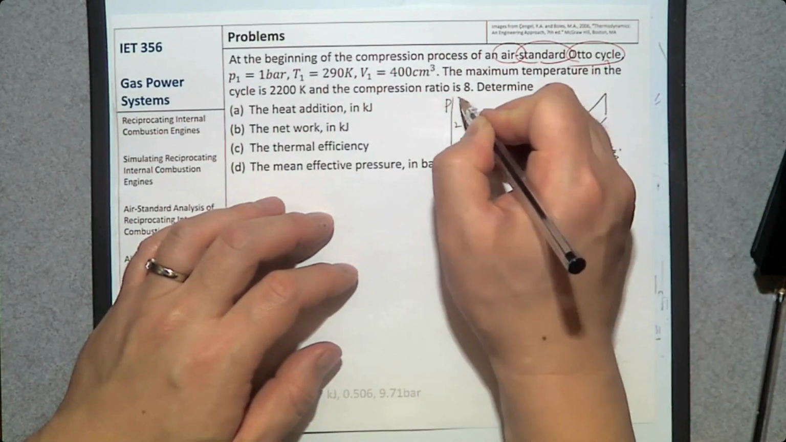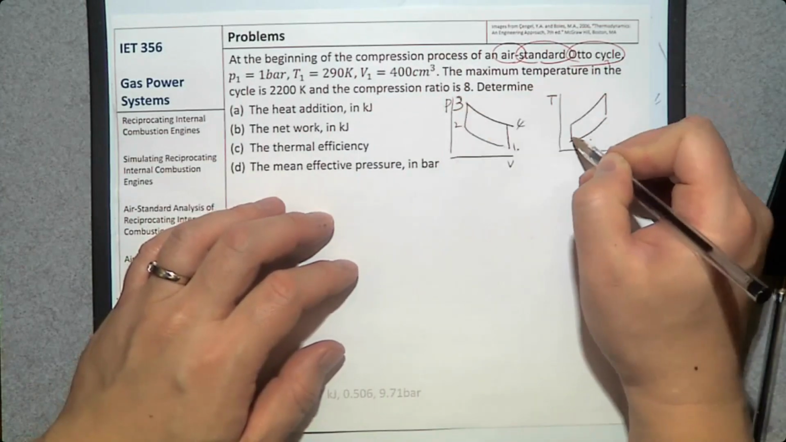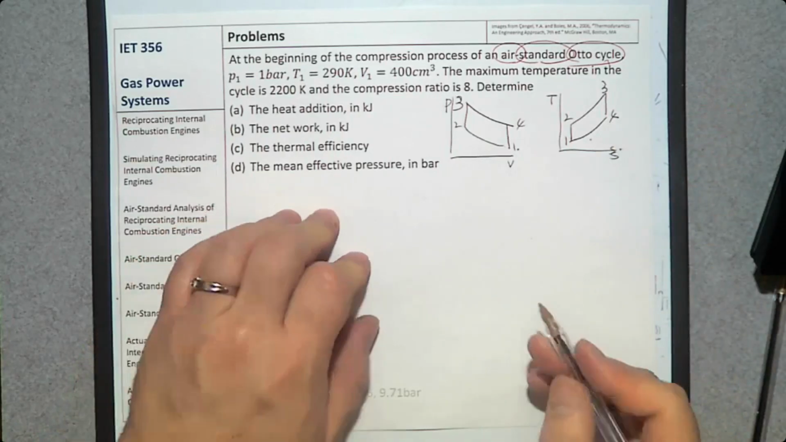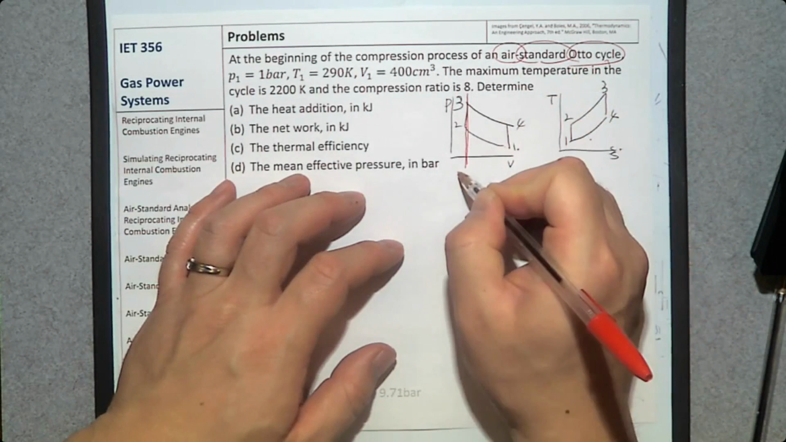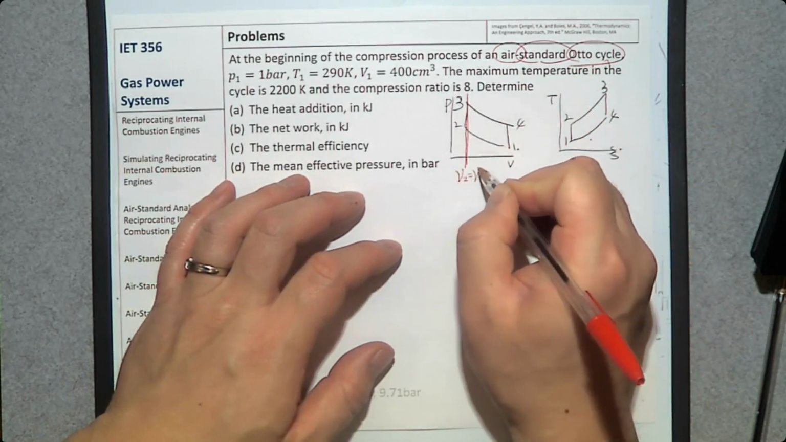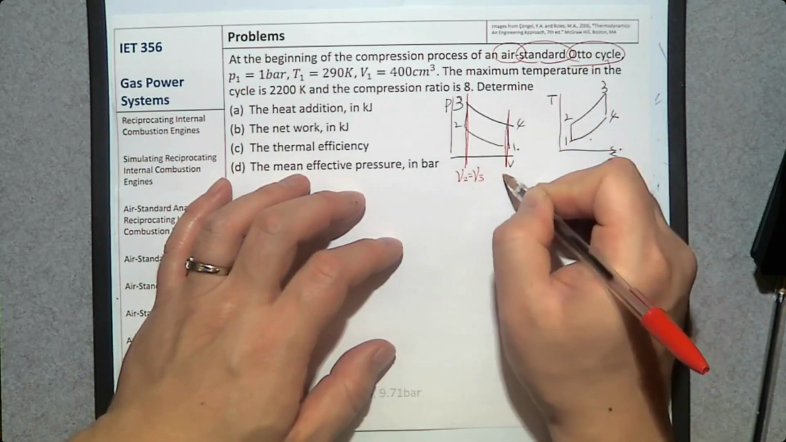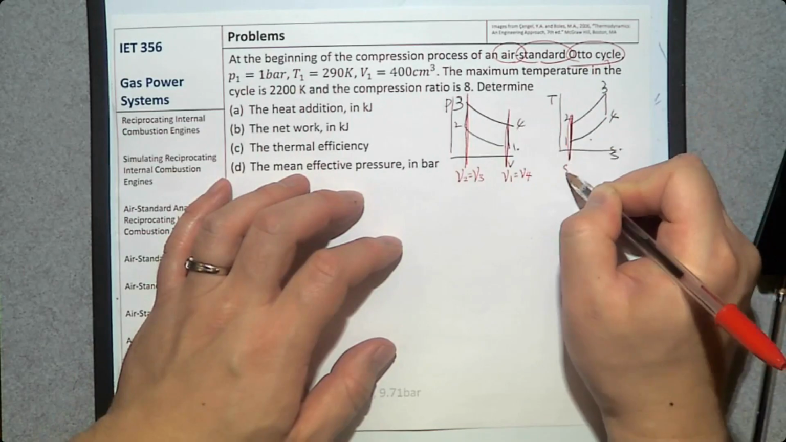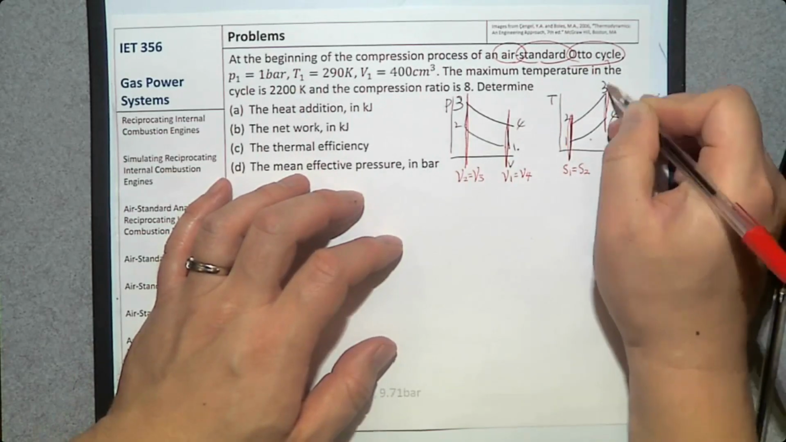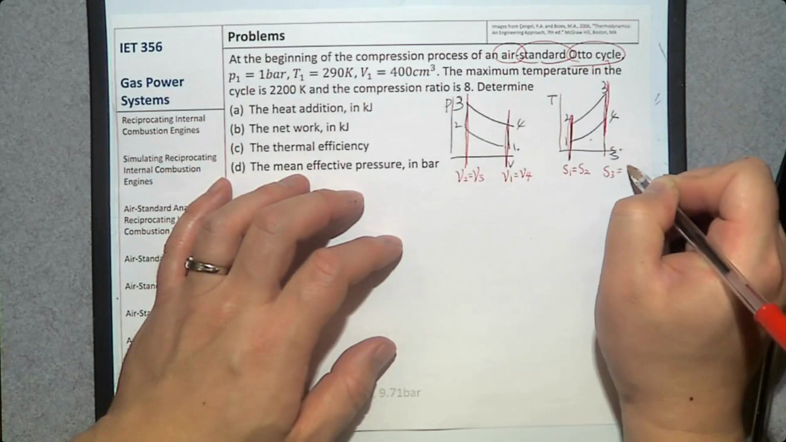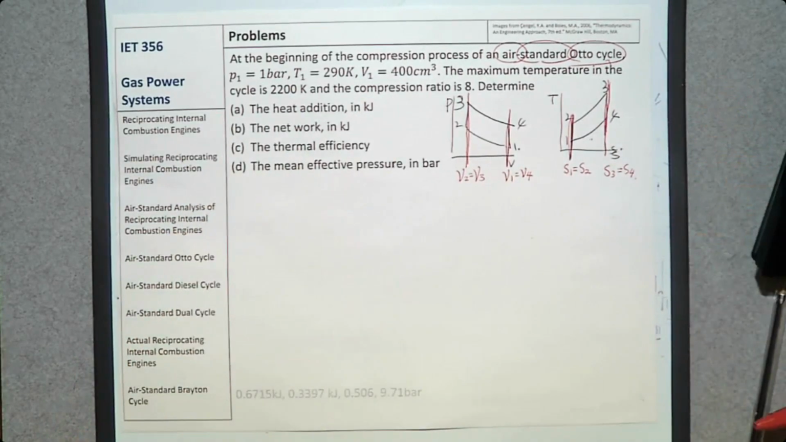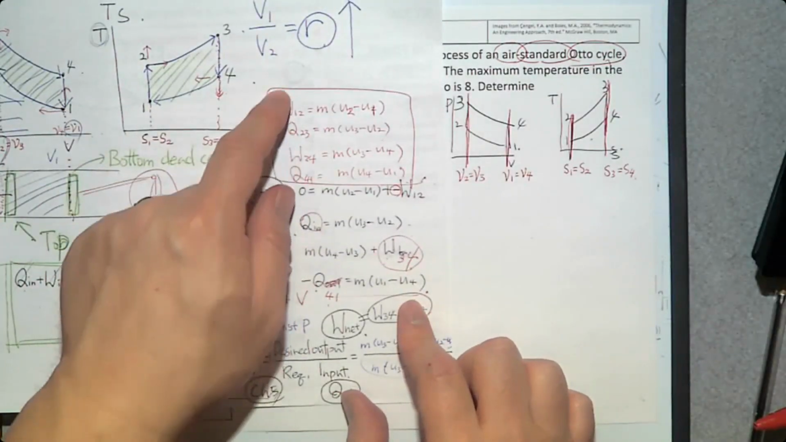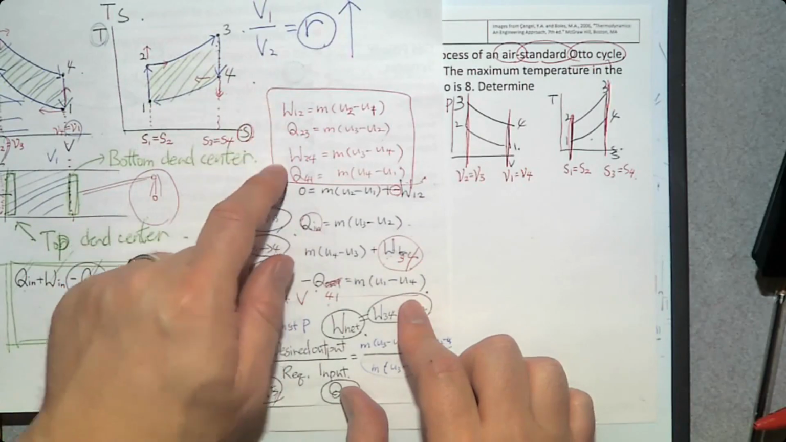So 1, 2, 3, and 4. That's 3. 1, 2, 3, and 4. One characteristic here is that volume V2 is the same as V3. Here, constant volume process, V1 is the same as V4. And isentropic process, S1 is the same as S2. Isentropic process, S3 is the same as S4. And you remember there are 4 energy balance equations. So these are the main equations that we are going to use in this problem.